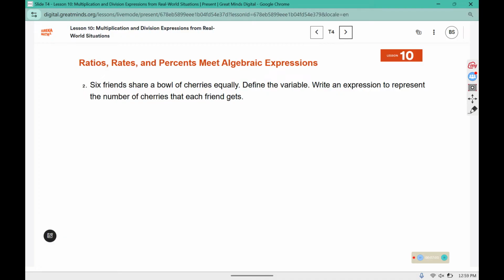Six friends share a bowl of cherries equally. Define the variable. Write an expression to represent the number of cherries that each friend gets.